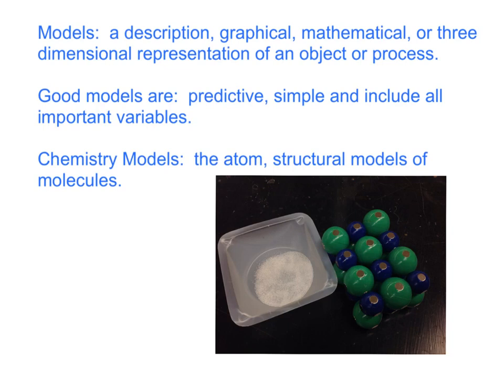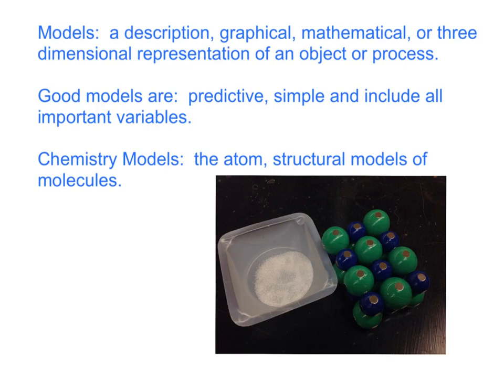Like for cells, we can see cells, but it helps if you see a large model. And in chemistry, more often than not, we don't see atoms very easily. We actually can these days, but it's not an easy thing to do. So we have a lot of 3D modeling that goes on. So good models are predictive, they're simple, and they include all the important variables that we're studying. You have to remember that a good model does predict exactly what it should do based on what's given.